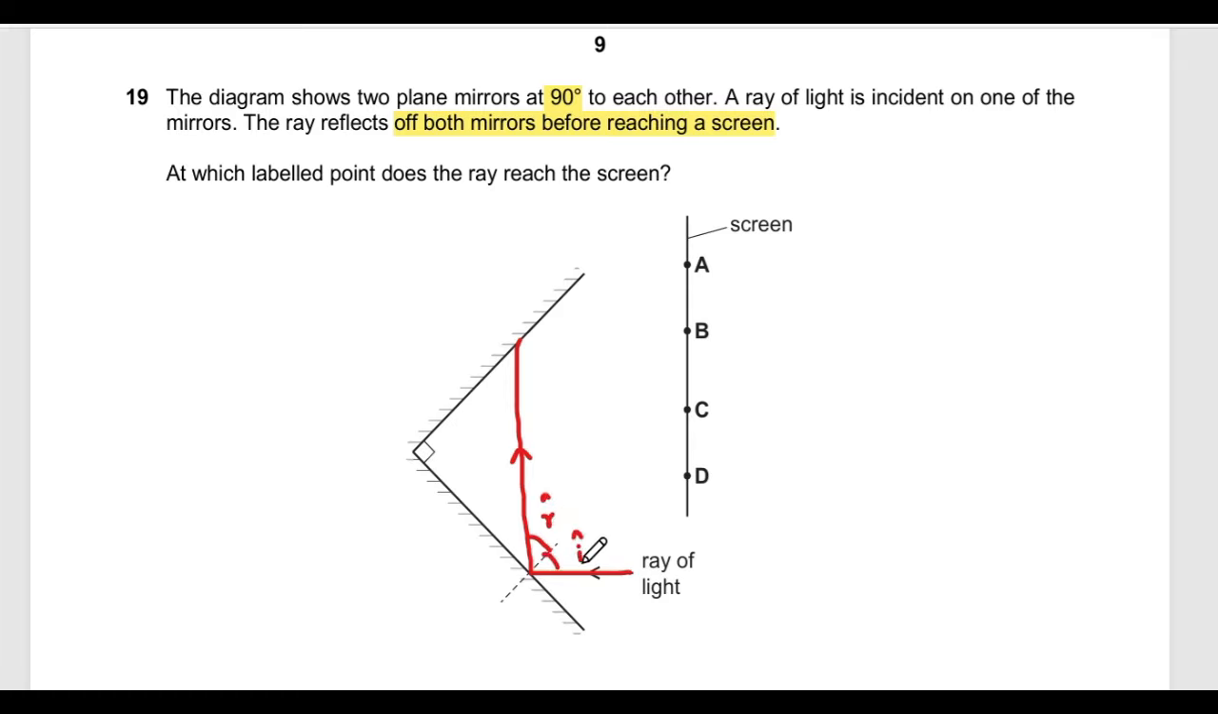Now after reaching the second mirror, this is the normal of the second mirror, the ray will again reflect and it will reach the point B, because the angle of incidence and reflection would again be equal. So B is the correct option.